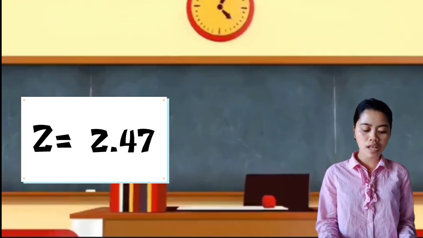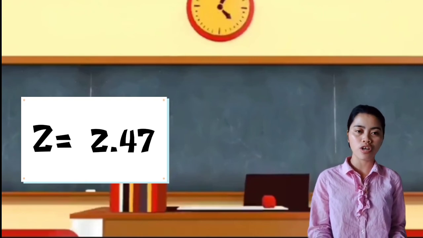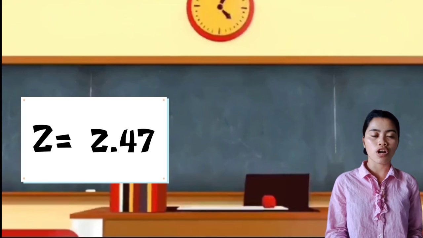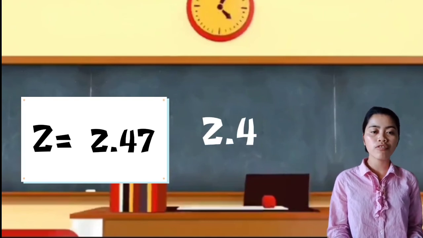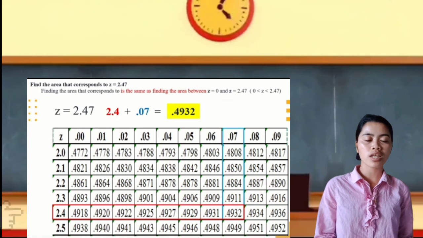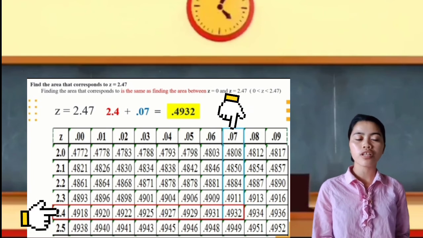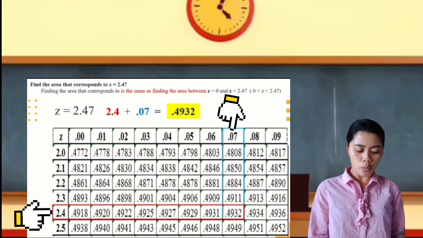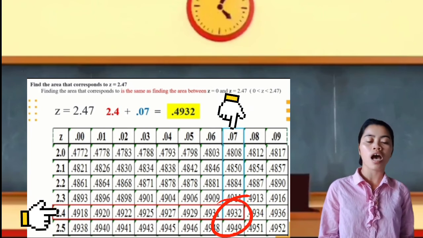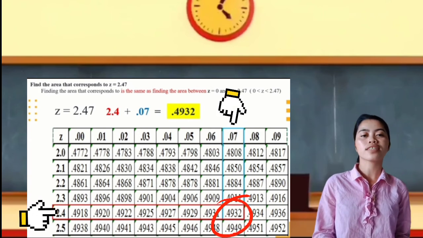Okay, another example. z equals 2.47. How do we get the area for 2.47? First, we find the whole number and the tenths place. The whole number of 2.47 is 2, then the tenths place is 4. That is 2.4. We look for 2.4 in the table, which is the equivalent of z. After finding 2.4, we next look for 7 or 0.07. After finding 0.07, we see their intersection, which is 0.4932. So that is the area that corresponds to z equals 2.47. So guys, that is how to use the table to get the area of the normal distribution.